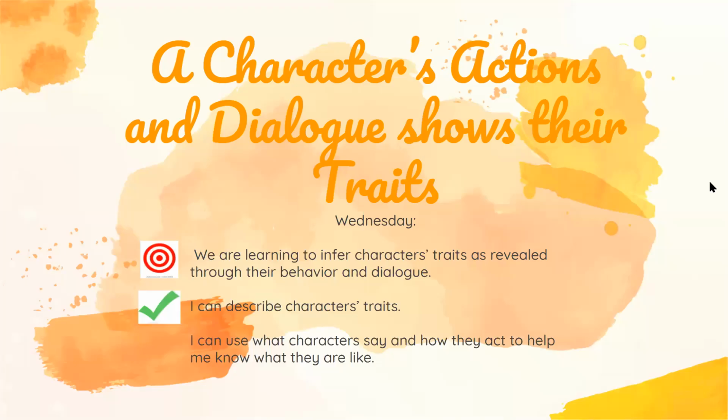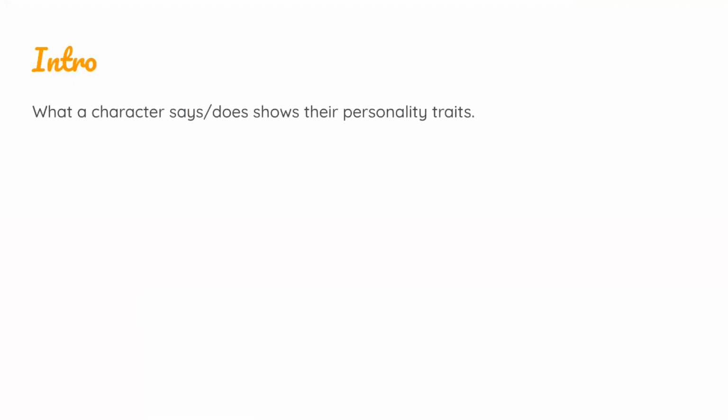Today, for our reading mini lesson, we are talking about how a character's actions and dialogue show their character traits. Yesterday, we talked about how their actions and dialogue can show us their feelings. Now we're talking about how all of those things can show us their traits. What a character says and does shows us their personality traits.